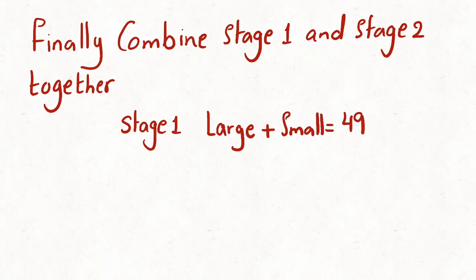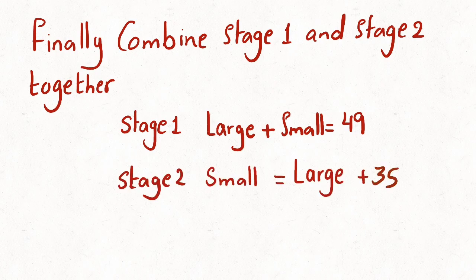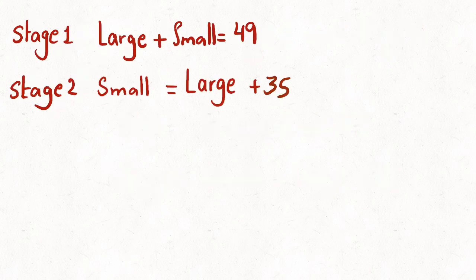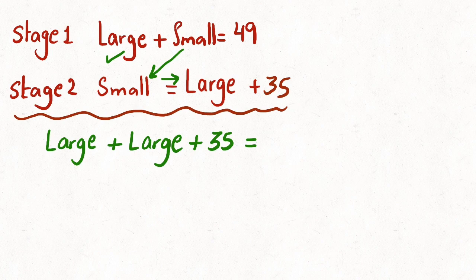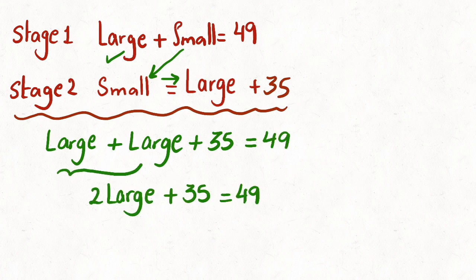Now, finally, we combine stage 1 and stage 2 together, as you can see in front of you. And when we combine them, we end up with the following equation, which is 2 large dogs plus 35 equals 49. You will solve it. It's a pure algebraic equation.